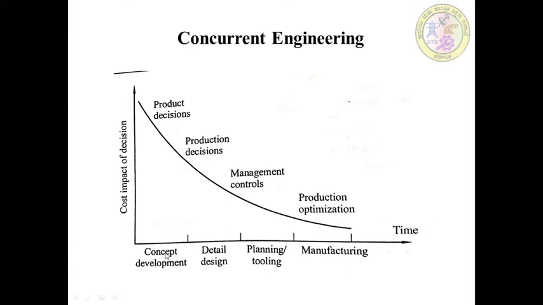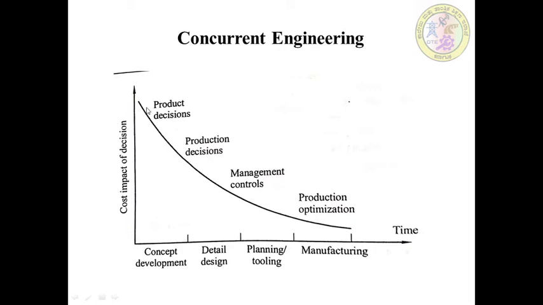You just see the cost impact of a decision, product decision and management control, production optimization, as concept development, design details, planning, tooling, manufacturing. This is time. This overall graph is plotted as cost versus time. As time increases, production optimization also increases.